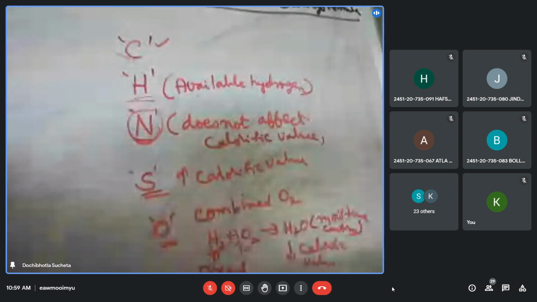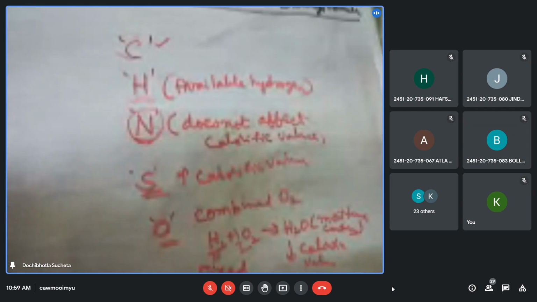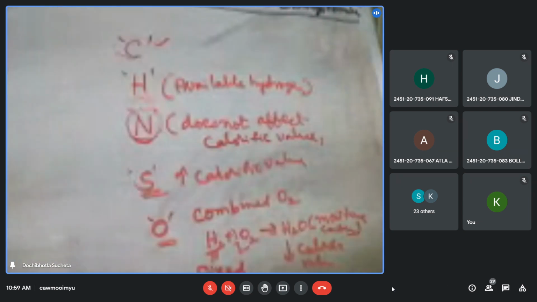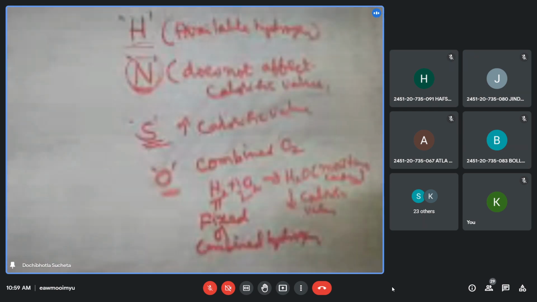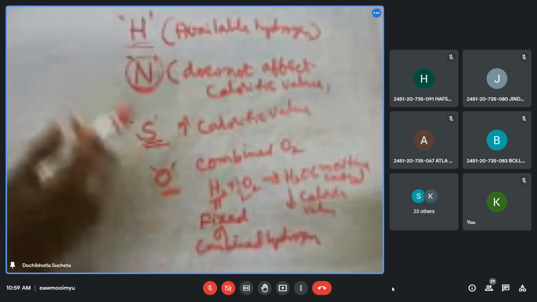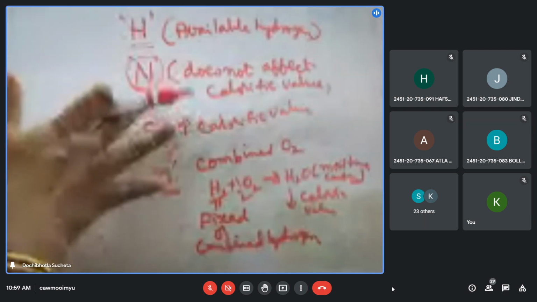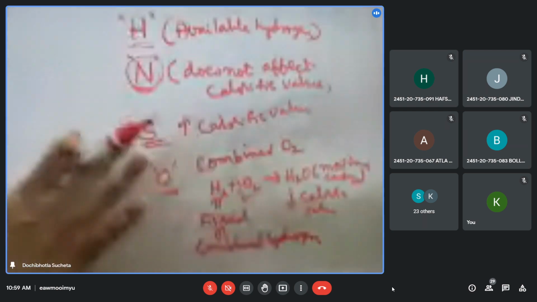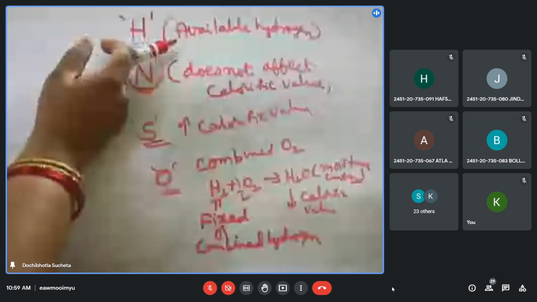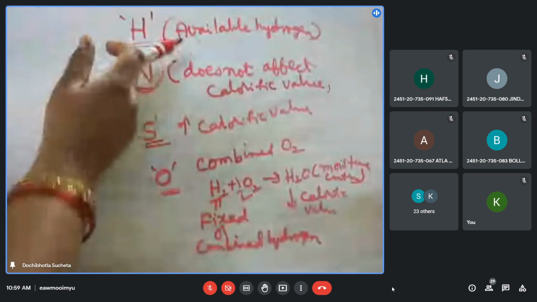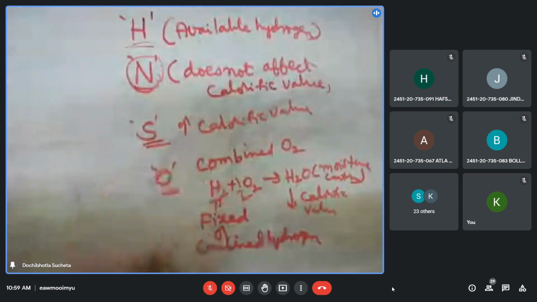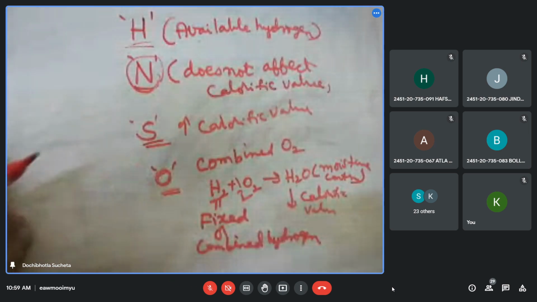Fixed or combined hydrogen atom. Okay, and this is not available for combustion, and does not contribute to calorific value. So, in discussion, hydrogen is partially useful, partially not useful. Available hydrogen contributes to calorific value, whereas fixed hydrogen decreases the calorific value.